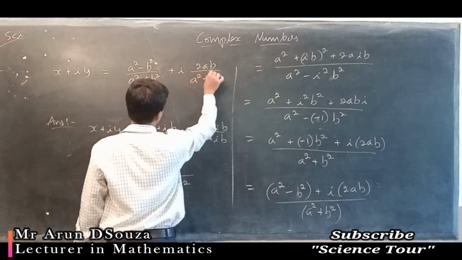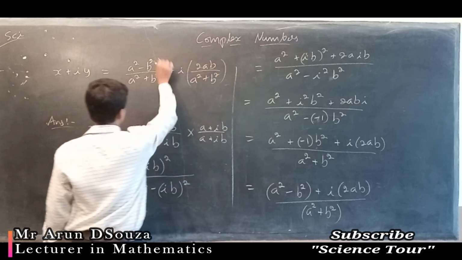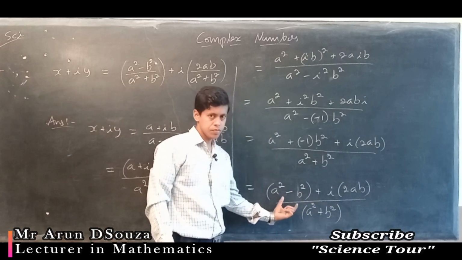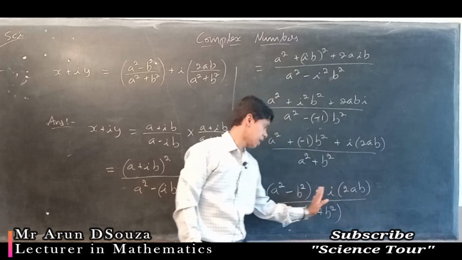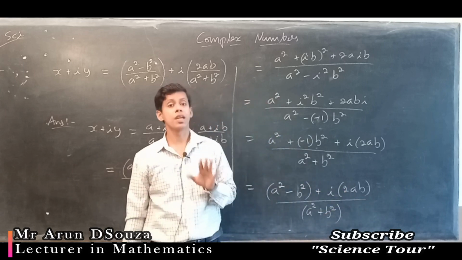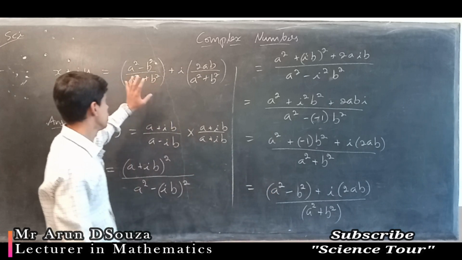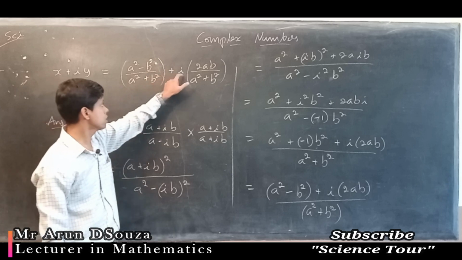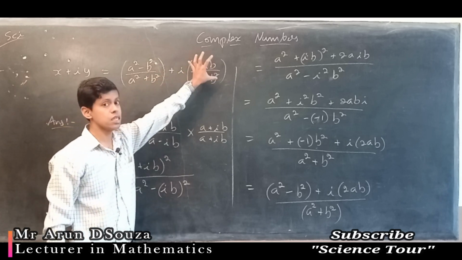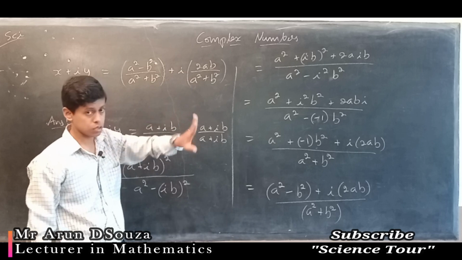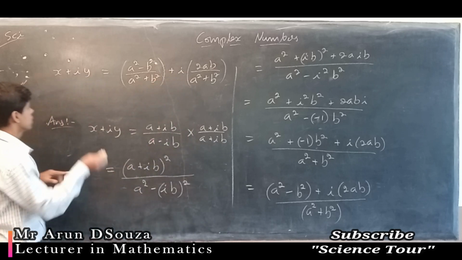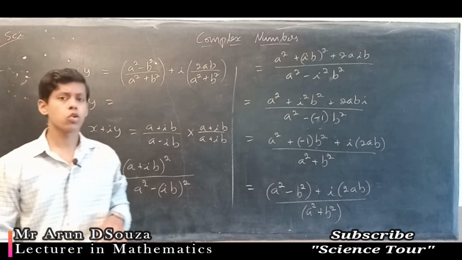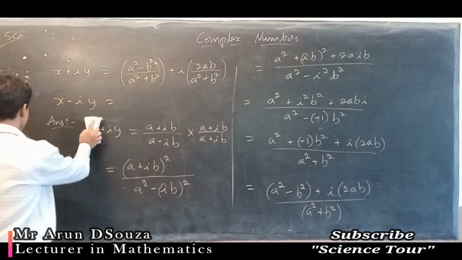Understand what is happening here. So what did I do? I took the denominator here and I took the denominator here. I just separated the numerator. That's all I did. So now what we got is a, the real part, plus ib. So this is the imaginary part. This is what I have got. Why did I do like this? Because I need the conjugate in the next step. So what is the conjugate?